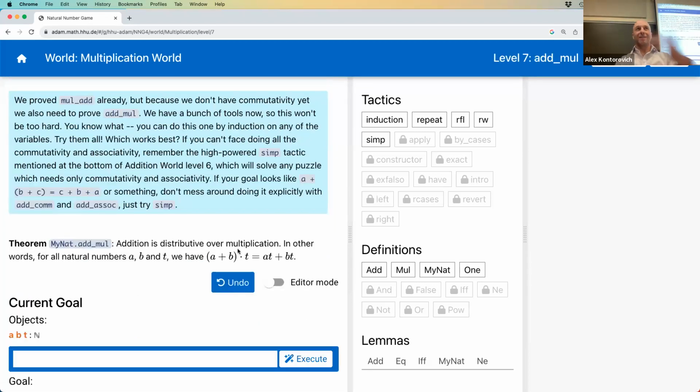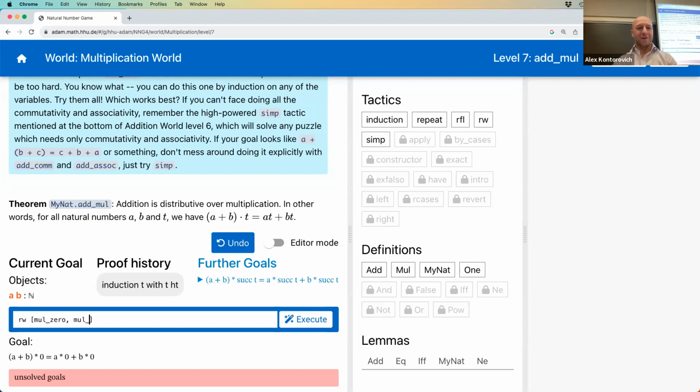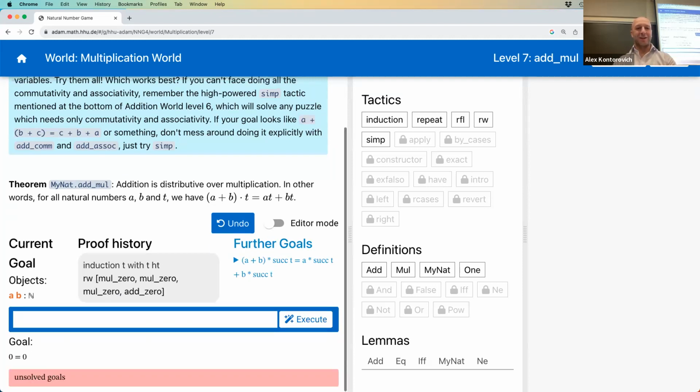Okay, add_mul is distribution on the right. So induction with A or B? That's the rightmost variable, with T. Okay, mul_zero, mul_zero, mul_zero, and then add_zero or zero_add should do it.